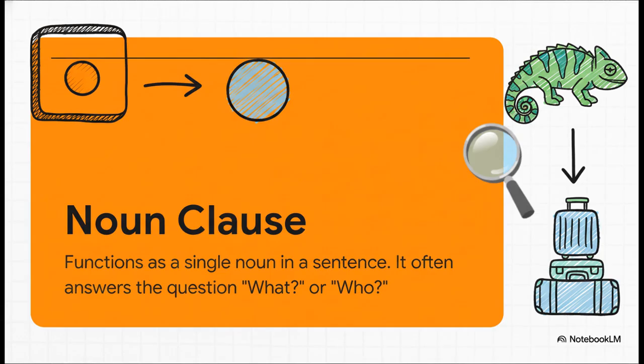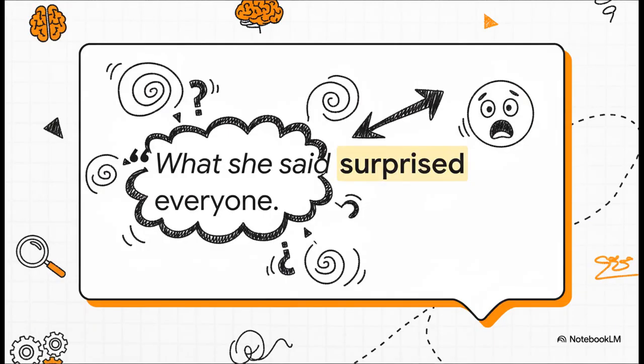And finally, we have the noun clause. This one is a bit of a shapeshifter. It's really cool. It lets you take an entire idea with its own subject and verb, and package it up so it can act like a single noun in your sentence. Check this out. What she said surprised everyone. That whole chunk, what she said, is acting as the subject of the sentence. It's so much more compact than saying she said something, that thing surprised everyone. This is the kind of efficiency you see in really sharp writing.